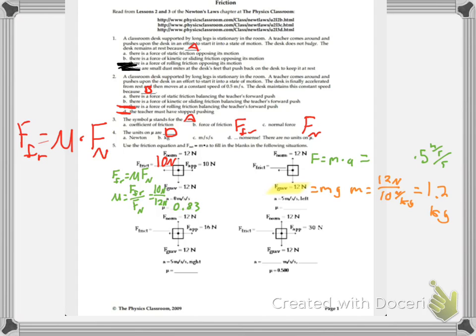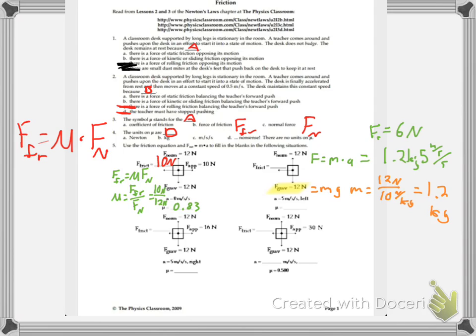So now using Newton's second law properly, now that we have the real mass, we have 1.2 kilograms times 5 meters per second, we will see that we have a friction force of 6 newtons. And that 6 newtons will be heading to the left.